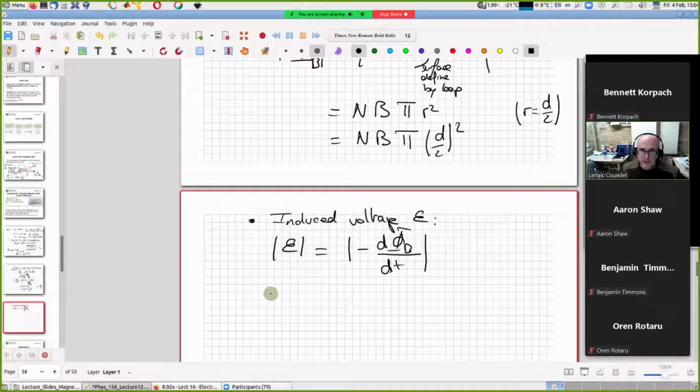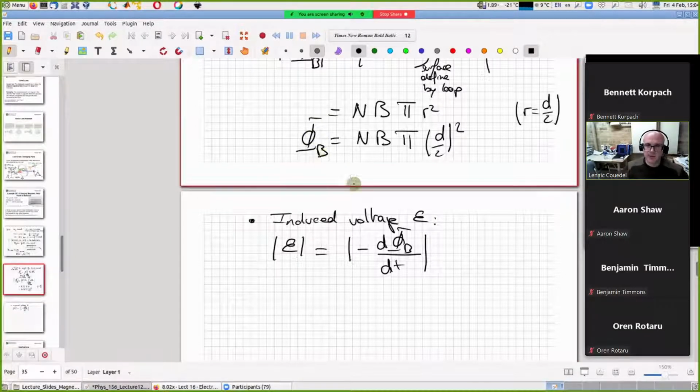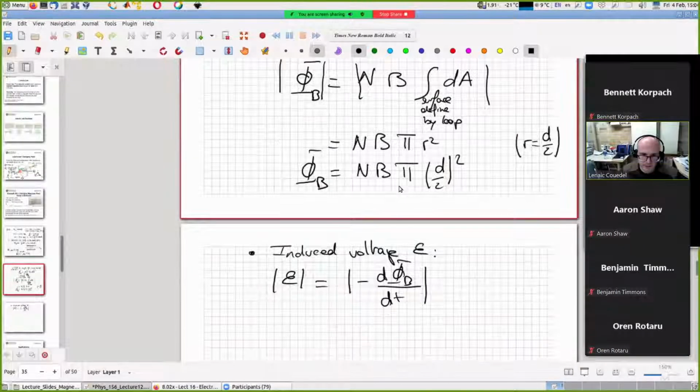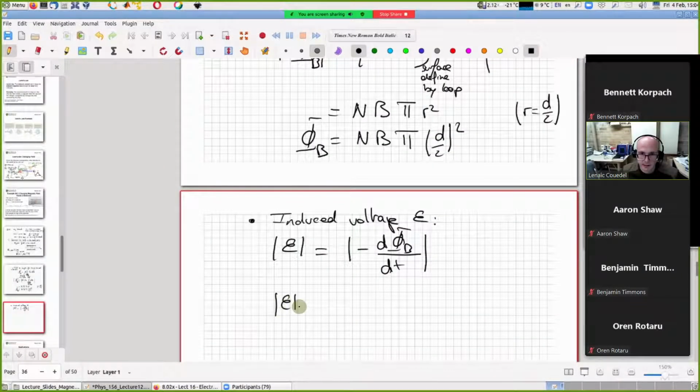And I have my magnetic flux here. What is the only thing that depends on time in my magnetic flux? The magnetic field. Yes, that's what we calculated before here. Okay, magnetic field is a function of time. So we have epsilon equal to n pi (d over 2) squared, d over dt of phi of B of t.